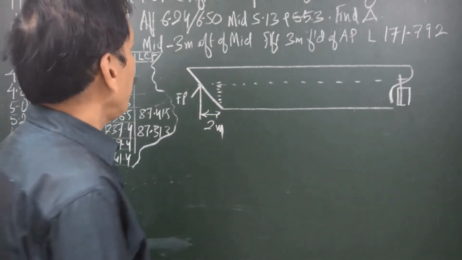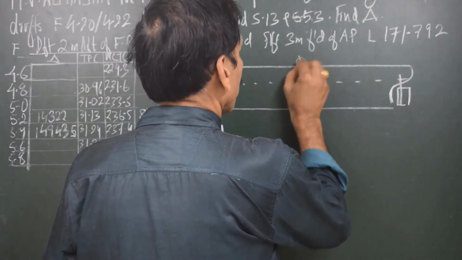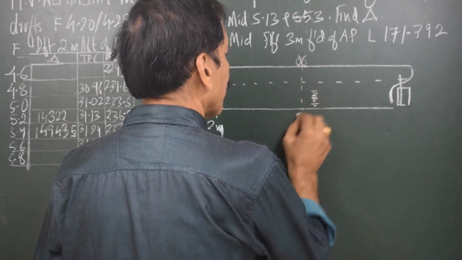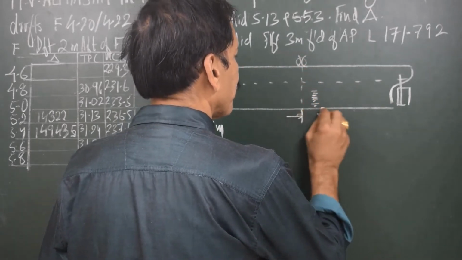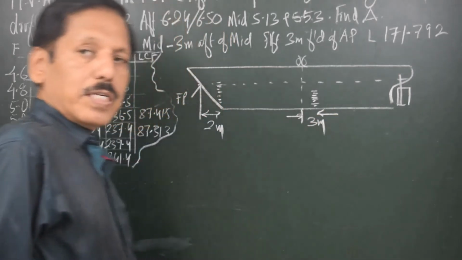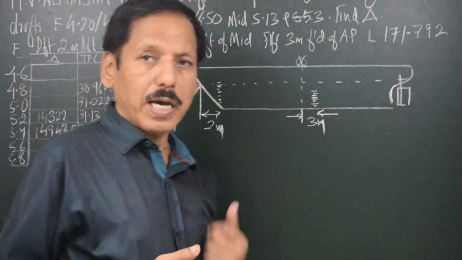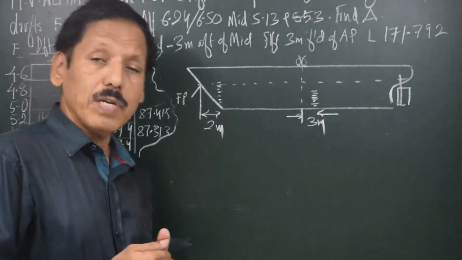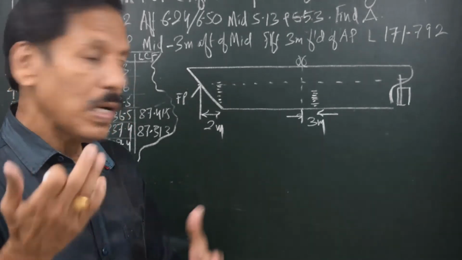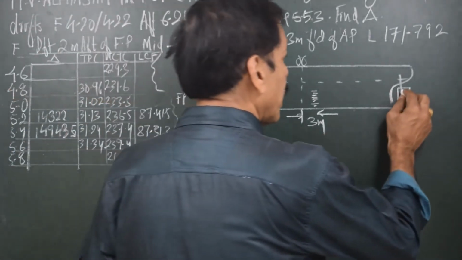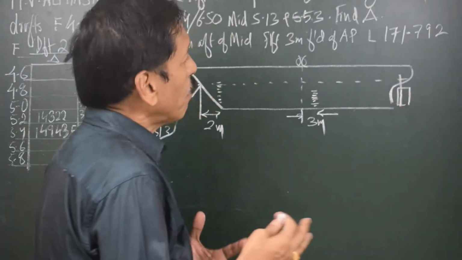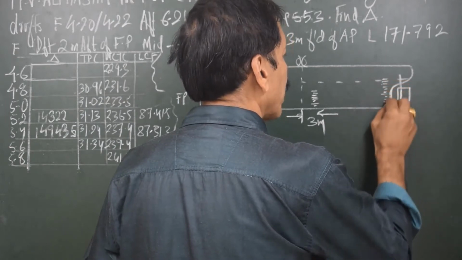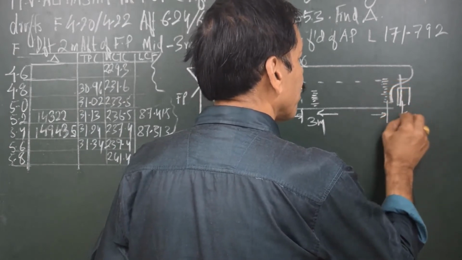And the midship draft is 3 meters aft of midship. So suppose this is midships. 3 meters aft of the midships is the midship draft. Every numerical that you do should be accompanied by a diagram. You are likely to make fewer mistakes, and even if clerically something goes wrong, you are likely to get more marks. So I have done that. Now this is the aft perpendicular, and the aft draft is 3 meters forward of the aft perpendicular. So this is how the marking of the drafts is.